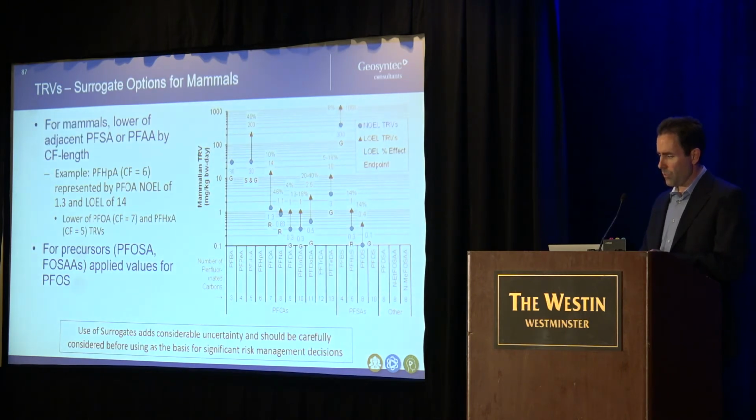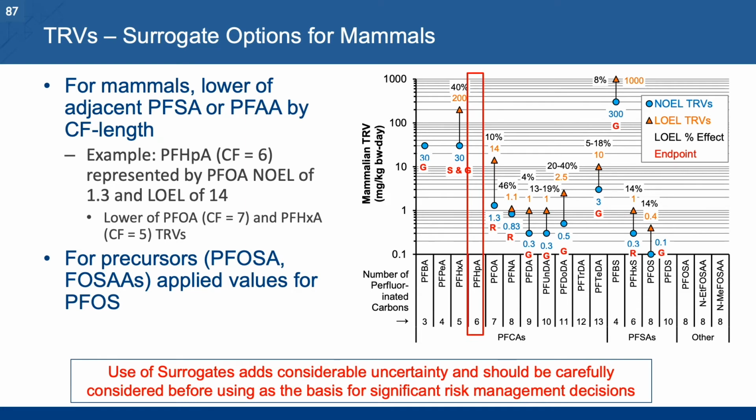So some of the key challenges that we have is, we're missing data. For example, for PFHpA, the heptanoic acid, we have no values. There's no empirical studies to pull information from. There haven't been any laboratory rodent studies, for example. So what do we do in those cases? As a risk assessor, you have two choices. You either leave it blank or come up with your best guess.